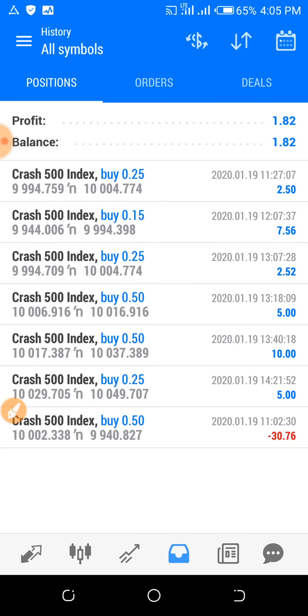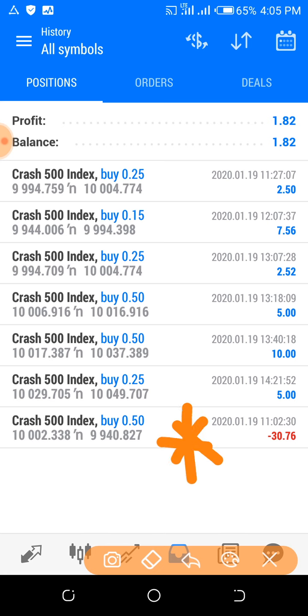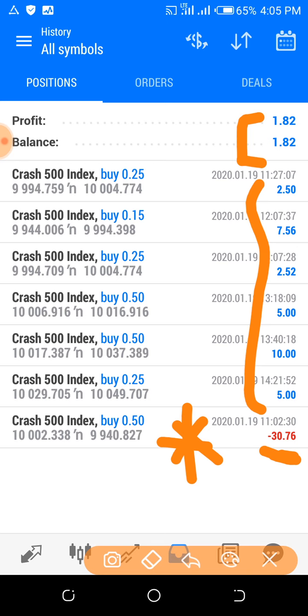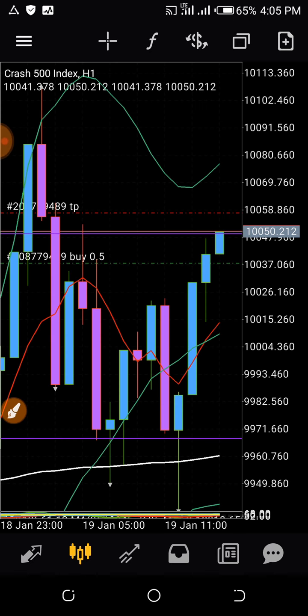So you can see now that I've been able to recover my losses, and I've made an additional $1. So invariably, if I had not lost this $30, I've actually made $31.82 thereabout in this trade. Now I have my last position running. All things being equal, I expect this to play out.